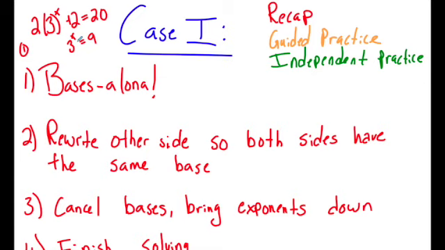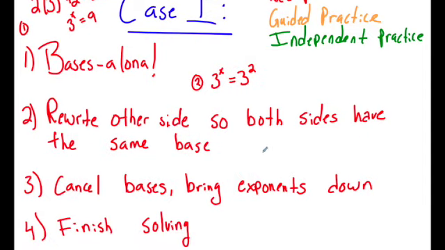Now, what's special about case 1 is that you're able to rewrite the other side as a power of the same base. For example, the left side remains 3 to the x, but the right-hand side, instead of writing it as 9, I'm going to write it as 3 squared. Again, this isn't always going to work, but when it does, we want to consider using this strategy because it is a little bit more straightforward than what we're going to see as the second case.